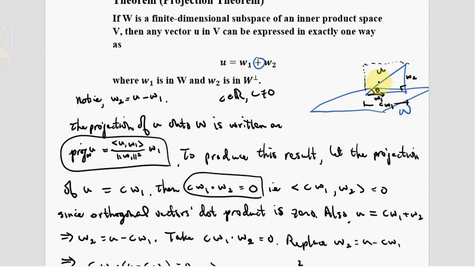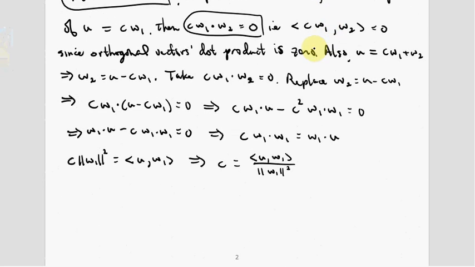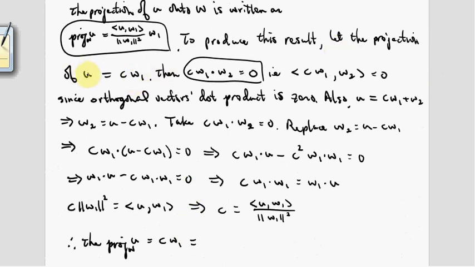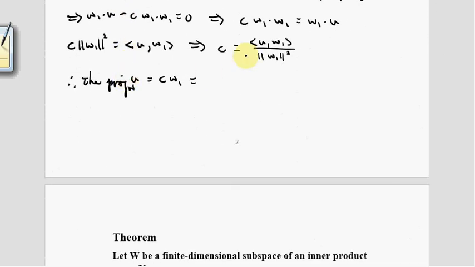So we say here, this projection of U onto W is equal to, we said, C times W sub 1. We said it right there. The projection of U is C times W sub 1. But C is equal to this. So this is the inner product of U with W sub 1 all over the norm of W sub 1 squared times W sub 1.